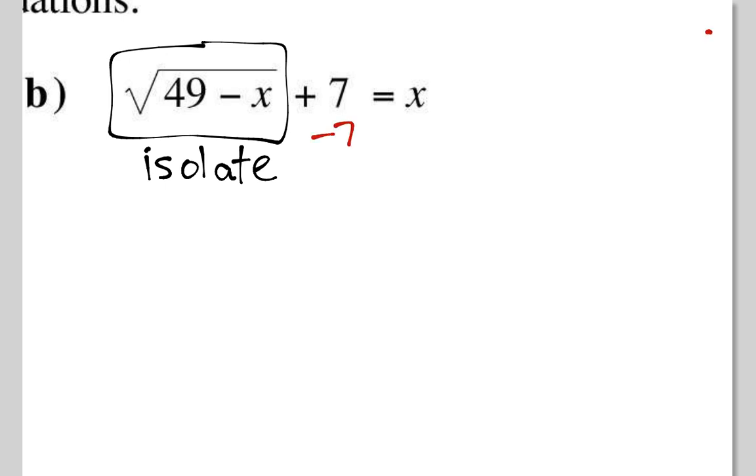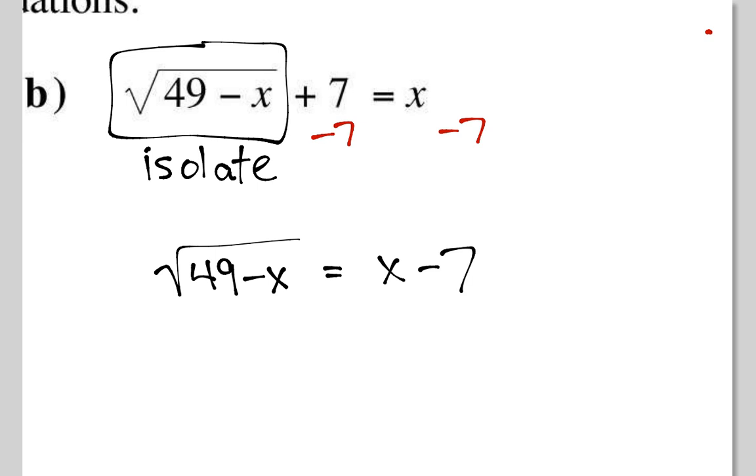So subtract 7, subtract 7. All right. So I've isolated the radical with math, yep. Now what's the second step? Square both sides. The best part about squaring a square root is that it just goes away. See you later.